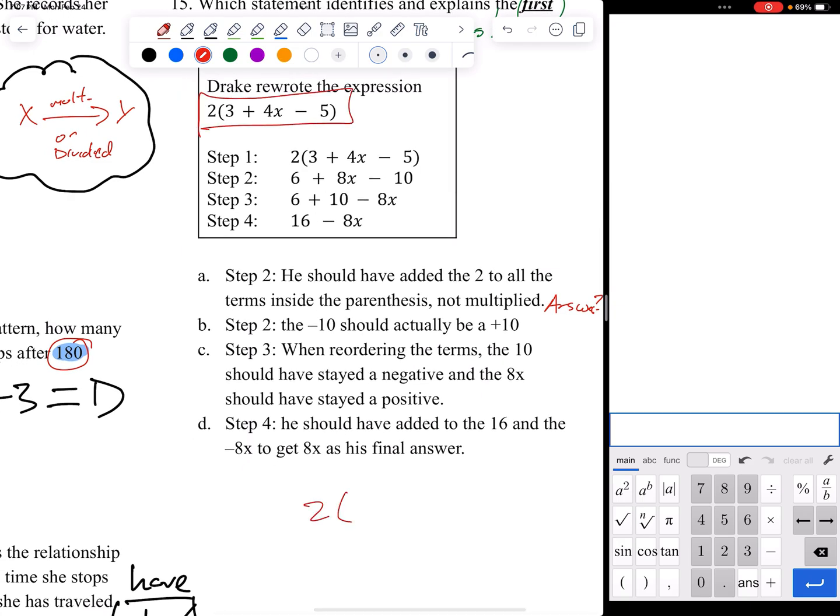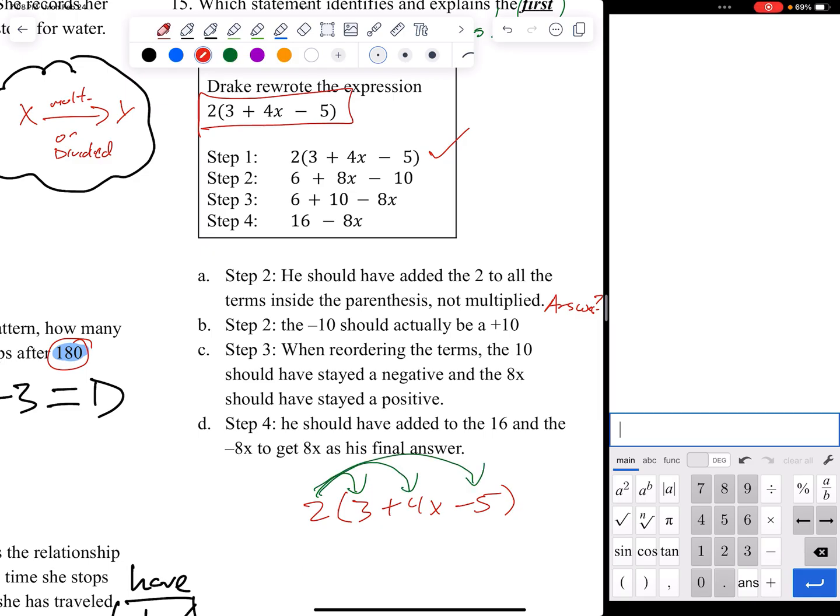So I'm going to have 2(3 + 4x - 5). Okay, so notice that's step 1. So you can't screw up step 1. They copied it correctly. And trust me, I've seen step 1 be wrong because they copied it wrong. Okay, they forgot to put a minus 5. They put a plus 5, for example. So what do I normally do when I see parentheses? I have to distribute. So this is me as a student.